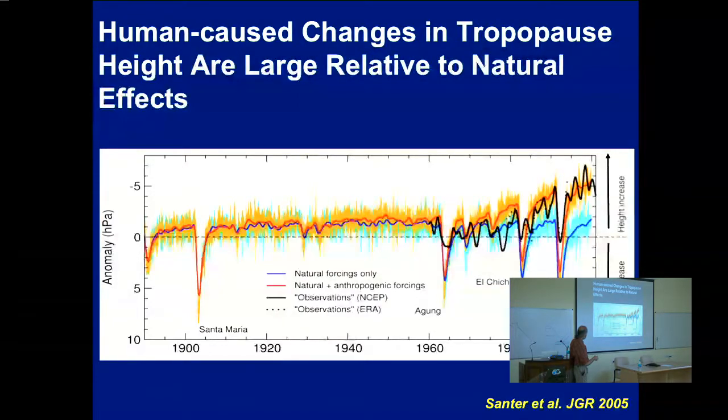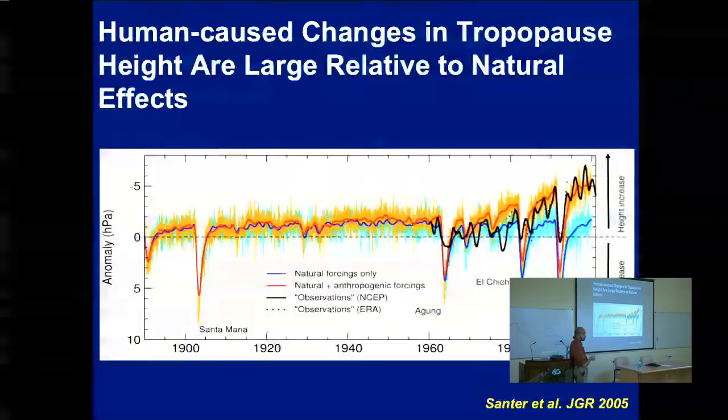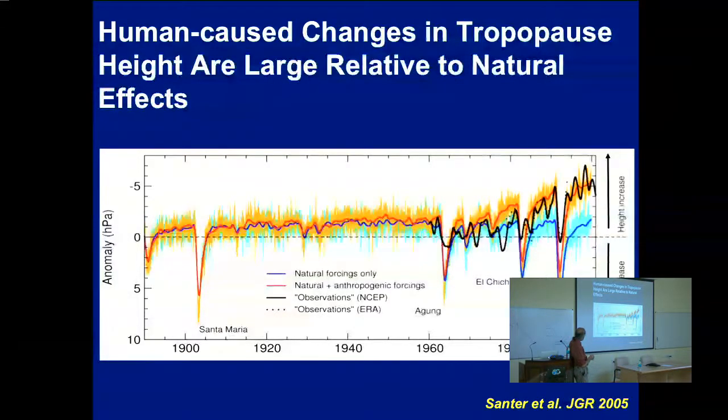So, when I have only natural forcings, I have this blue line. Again, what's the axis here? This is the anomaly in hectopascals. Please note that negative is up, positive is down, right? Which corresponds to height increase or height decrease. So if I have natural forcings, that includes volcanoes, right? So every time there's a volcano, there's a tropopause height decrease. And you see that blue curve going down.